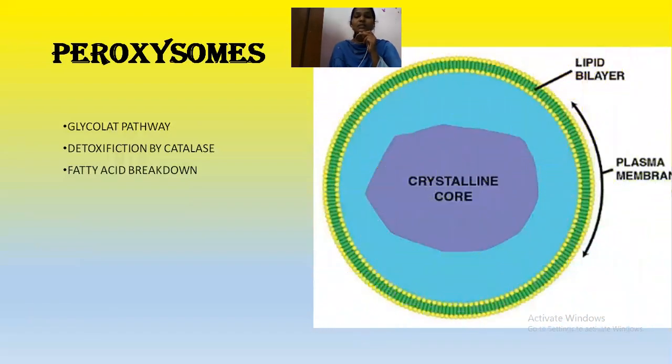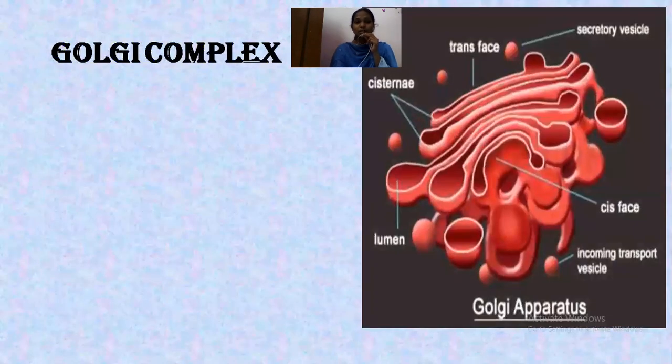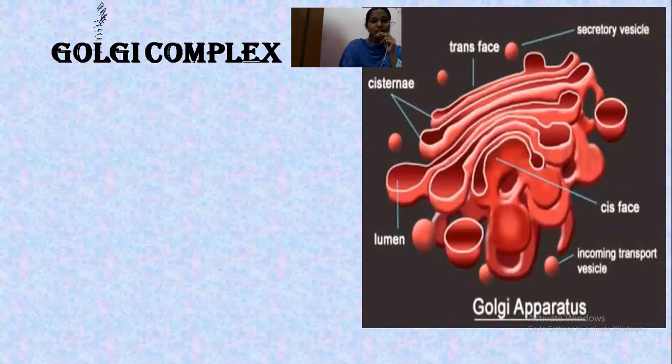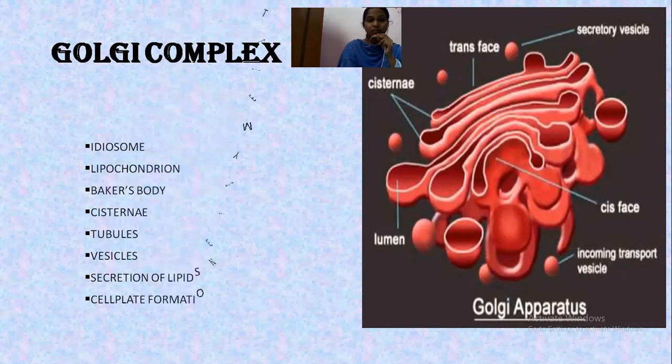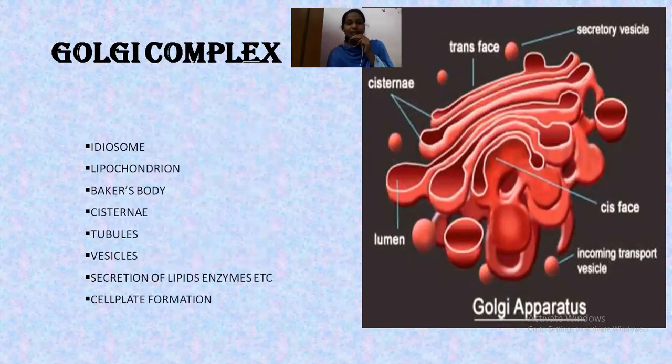And next, coming to the single membrane bound cell organelles, that is the peroxisome. Peroxisomes are single membrane bound cell organelles associated with the glycolate pathway and detoxification of toxic substances. And the next single membrane bound cell organelle is the Golgi complex. The Golgi complex is very important in cell plate formation, and it is useful for the secretion of lipids. That's why it is also called lipochondrion or Baker's body.